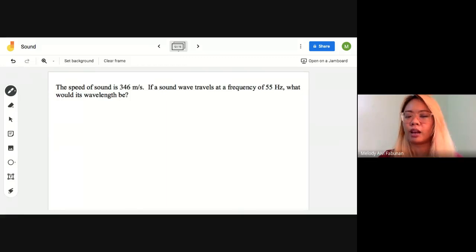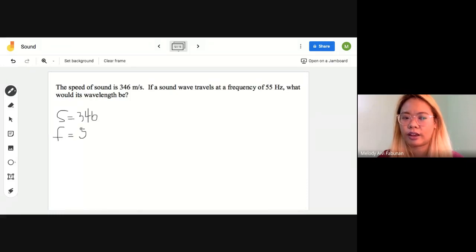Okay, our time is up. So now let's answer this problem. Let's first identify ano yung mga values that is already given in our word problem. The first one is given yung ating speed, which is 346 meters per second. Other than the speed, given din yung ating frequency, which is 55 hertz.